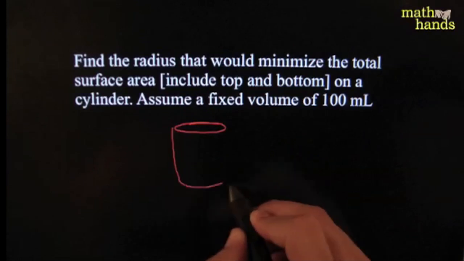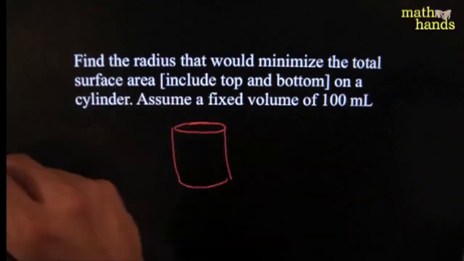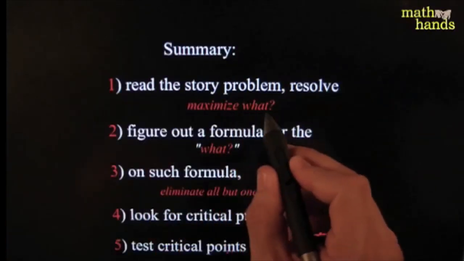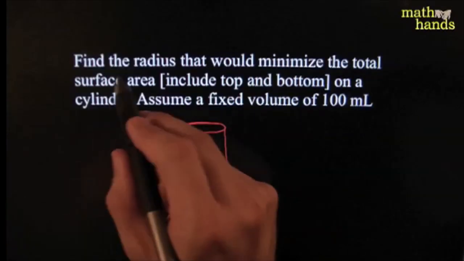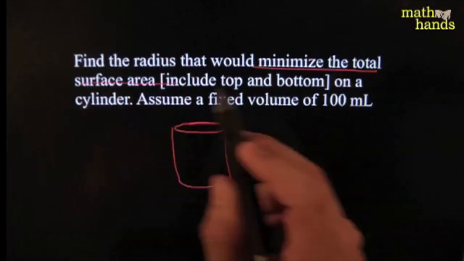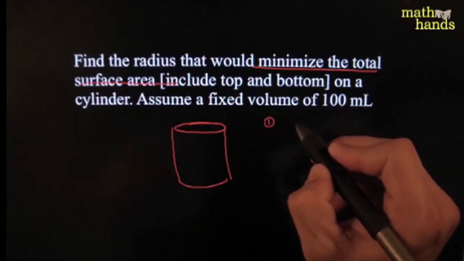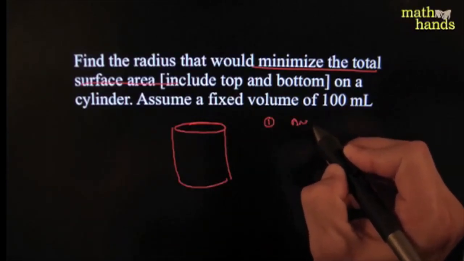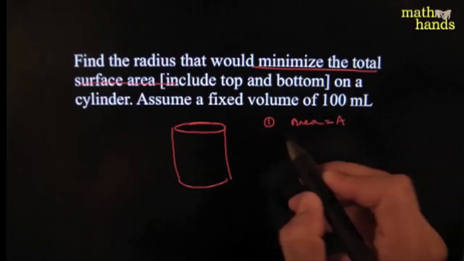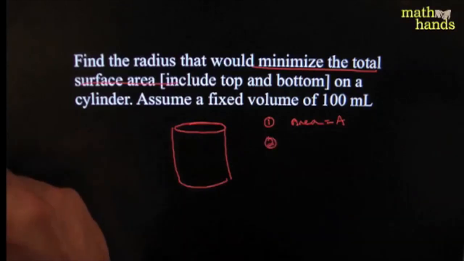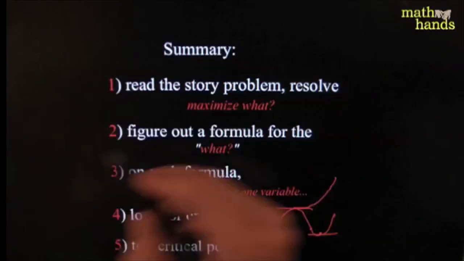There's my cylinder. And I want to read the problem and minimize or maximize what? So I read the problem. Minimize the total surface area. That's it. Minimize. Step 1. Minimize surface area. I'm just going to use area, or A. That's what I've got to minimize. Second step. Read the problem.